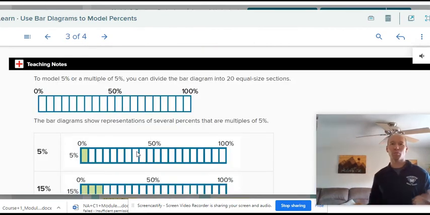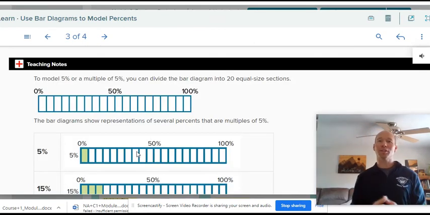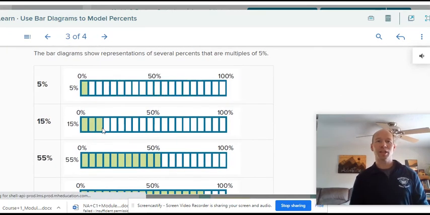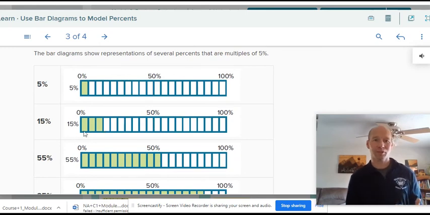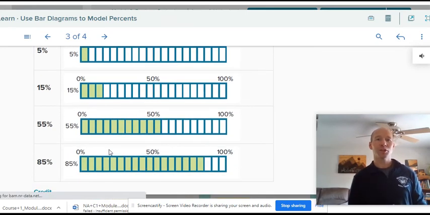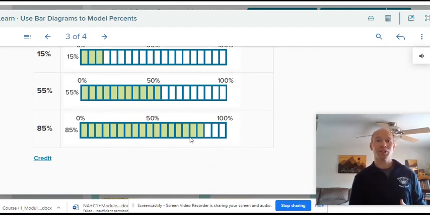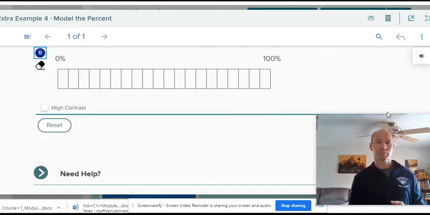To model 5% or multiples of 5%, you can divide the bar into 20 equal sections. So instead of 10 equal sections, go into 20. So we've got 19 lines inside this bar. So we have 5% right here. If we shade in 3 of them, we get 15% because 5 times 3 is 15. If we shade in 11 of them, then we get 55%. And if we shade in, what would this be? This would be 17 shaded bars. We are going to get 85%.